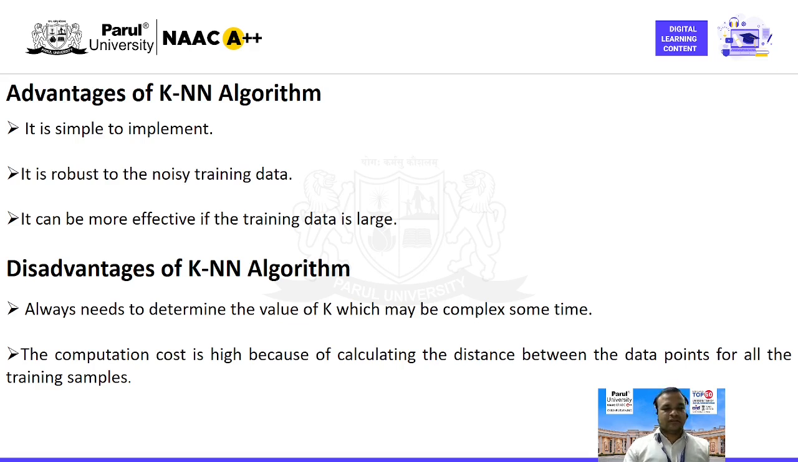There are some disadvantages of KNN. It always needs to determine the value of K, which may sometimes be complex. And the computation cost is high because of calculating the distance between the data points for all training samples. So these are some advantages and disadvantages of the KNN algorithm.